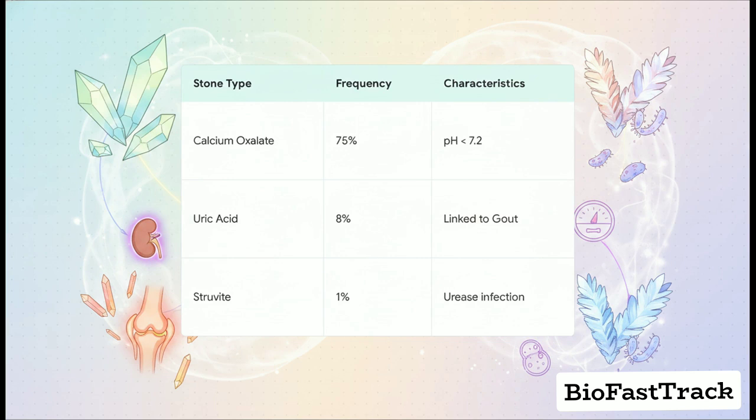Finally, we have struvite stones. They make up just 1% of cases, but as host 2 just brilliantly explained, they are exclusively linked to urease-producing bacterial infections, and they absolutely require an alkaline pH to form.